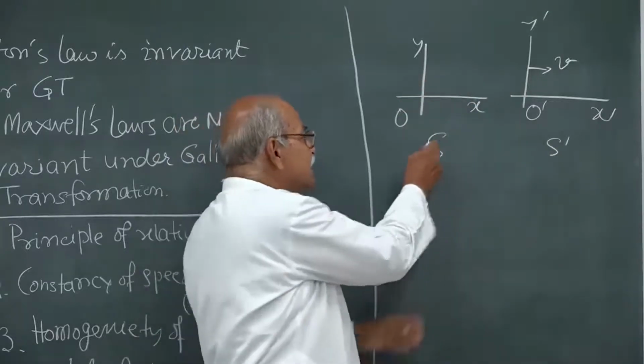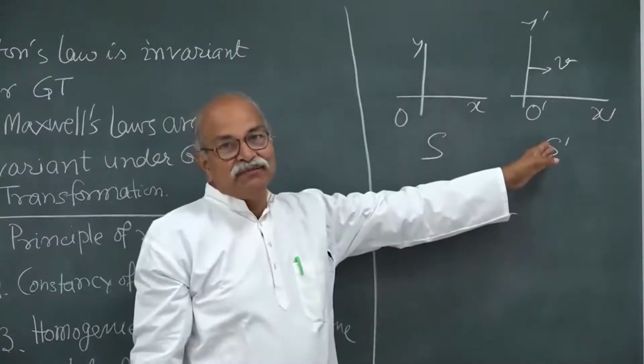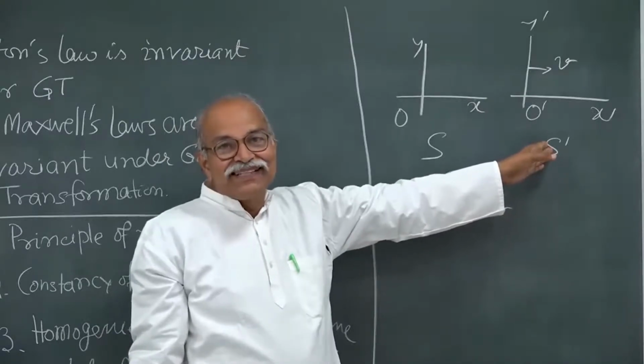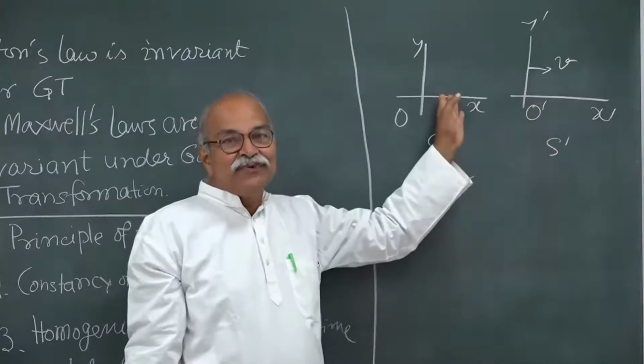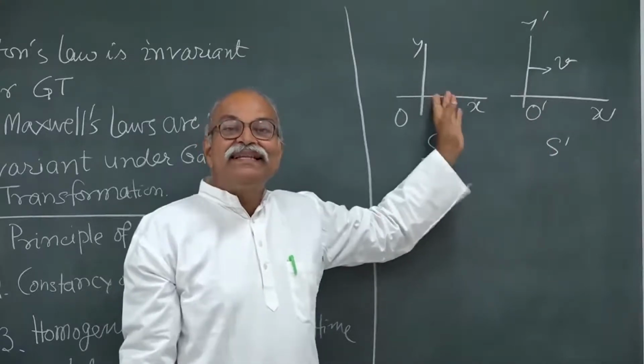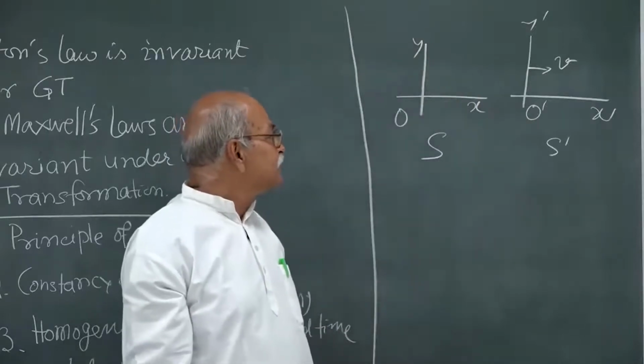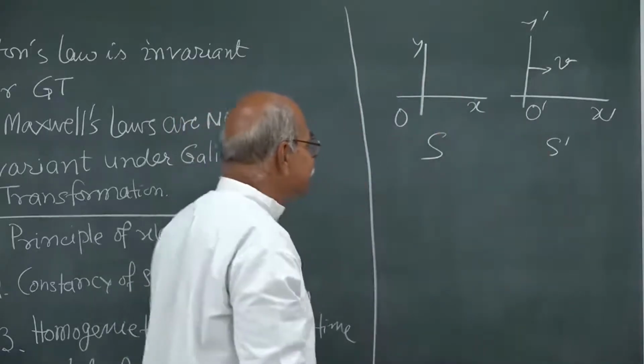So, it is not that S is at rest and S prime is moving, there is no absolute rest. You can very well say that S prime is at rest and S is moving, but then S is moving in the negative x direction. So, these will be our two frames S and S prime.